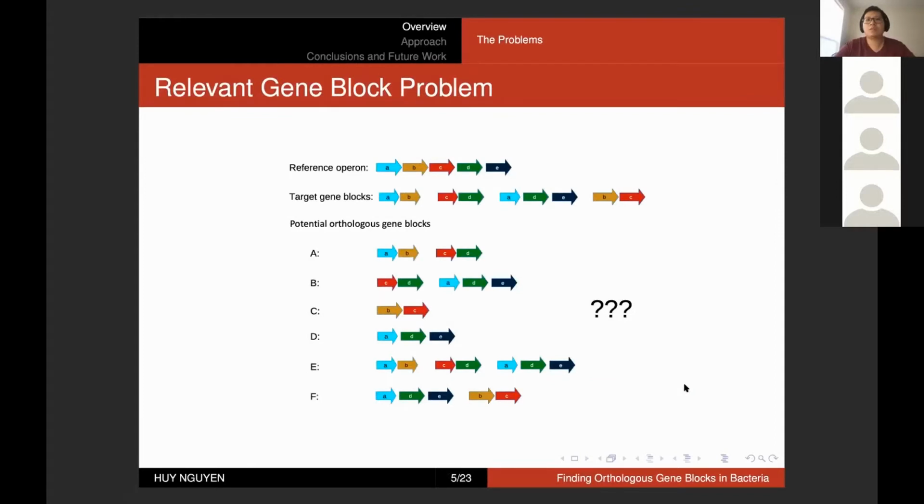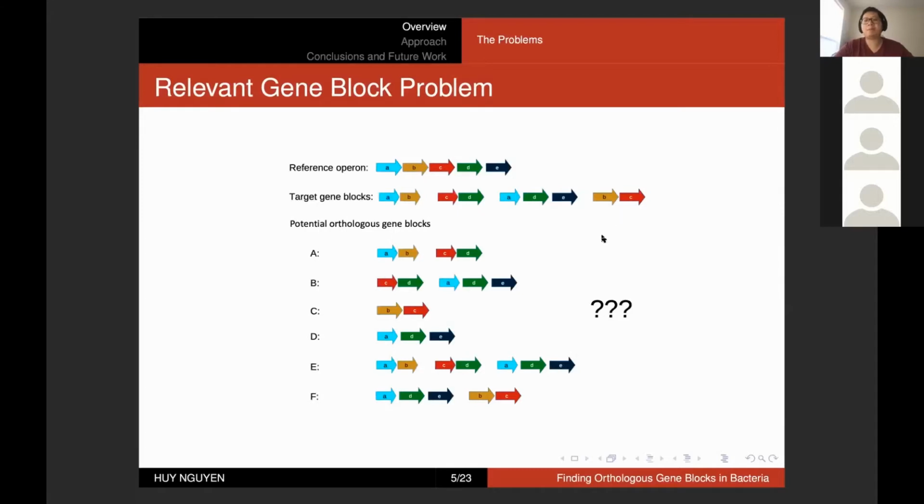So the orthologous gene block problem can be visualized as follows. Given the reference operon A, B, C, D, and E, in the target genome, you have several gene blocks such as AB, CD, ADE, and BC. Then there are several potential or candidate orthologous gene blocks, which could be either AB with CD, or CD, ADE, etc. So basically all the subsets available from the target gene blocks.